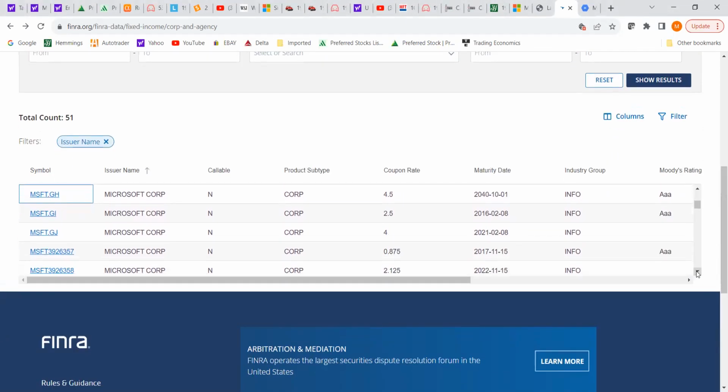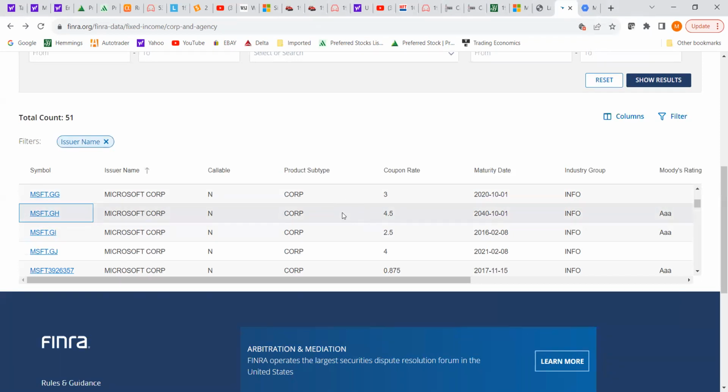If I showed you this in class, I'm going back to what I'm looking at here. So here's a Microsoft Corp bond. It's not callable. It's a corporate issue. Here's the coupon rate. That's $45 a year because I saw a coupon rate, I multiplied it by 1,000, and I wanted to get my annual interest. Here's the date it matures, October 1st, 2040, and it's a AAA rated bond.